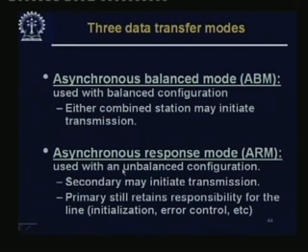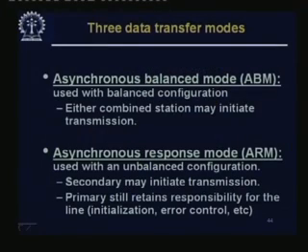Then we can have asynchronous balanced mode, ABM, used with balanced configuration. Either combined station may initiate transmission. Since this is a balanced configuration, that means on both sides of the link we have two combined stations. Both of them can act as primary and secondary, so any of them can initiate the transmission and the transmission can start.